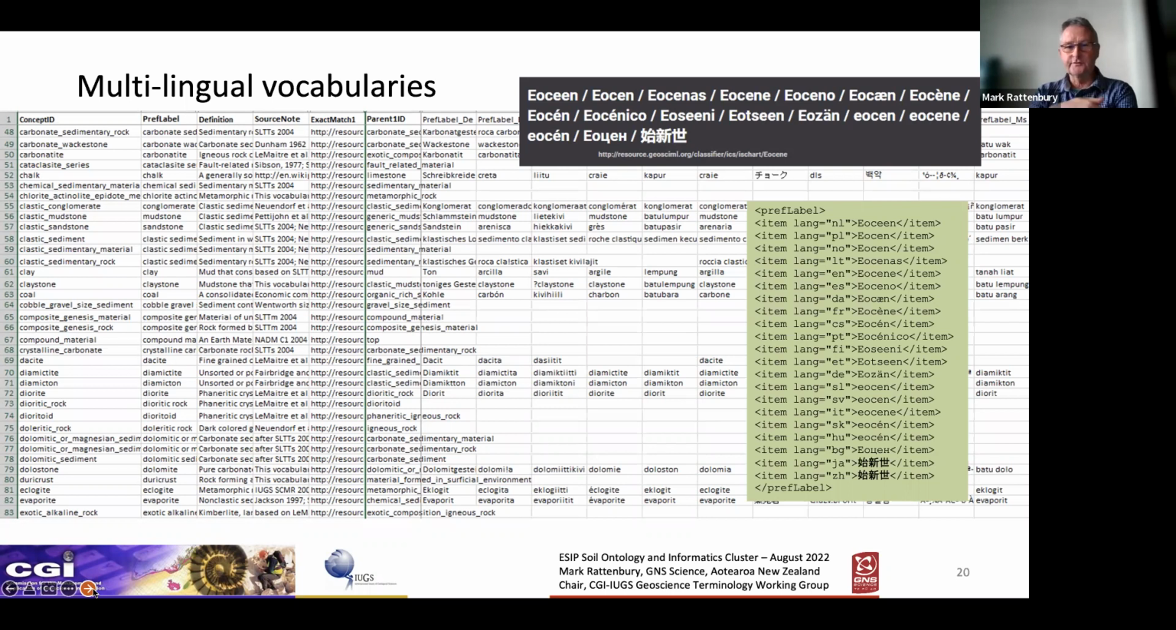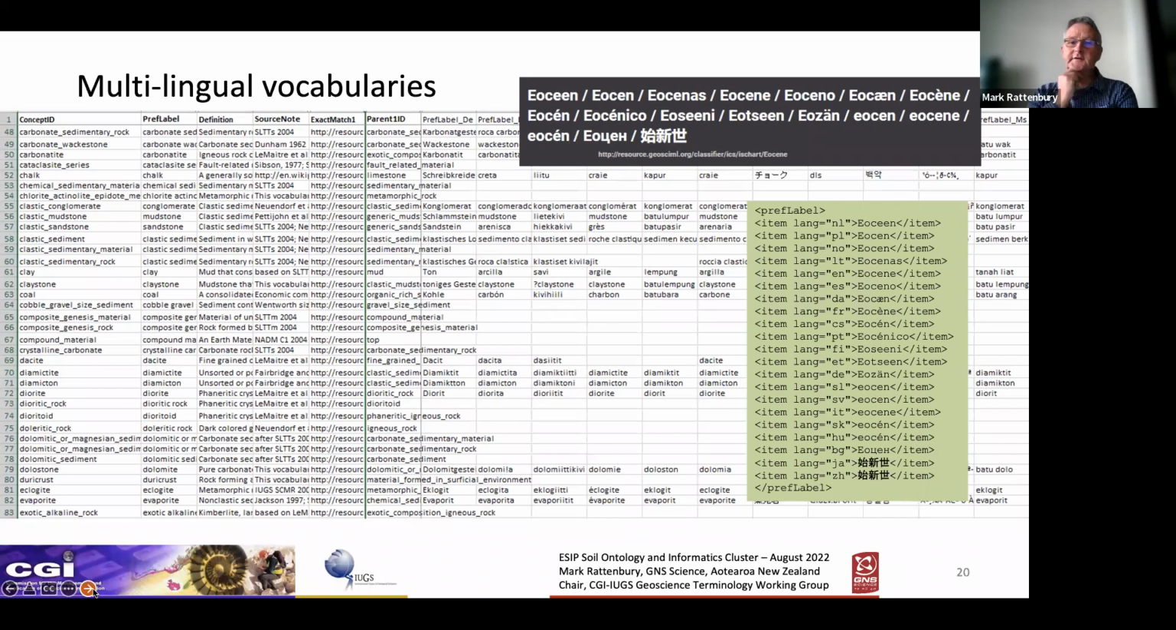So there may be reasons for suggesting that this particular term is almost the same, but it may have this nuanced difference between this definition versus the English definition. So CGI are trying to do multilingual vocabularies.